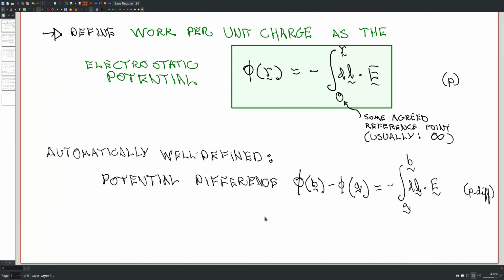The thing that is automatically well defined, of course, is the potential difference between any 2 points, because in the expression for the potential difference, the position of the original reference point disappears. So everybody agrees on what this potential difference is. Okay, so this is the equation. Potential difference is just minus the line integral of the field between the 2 points.